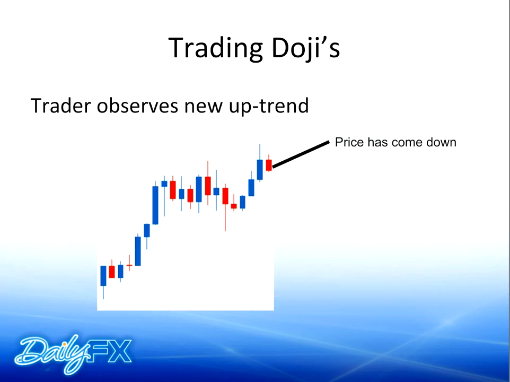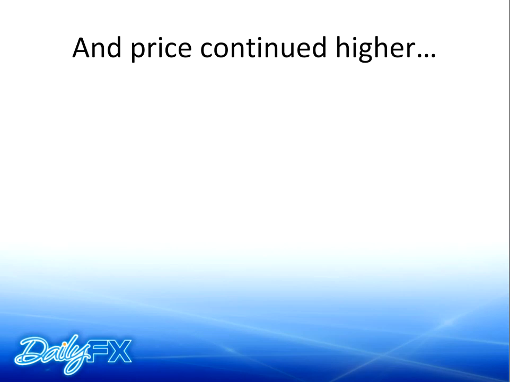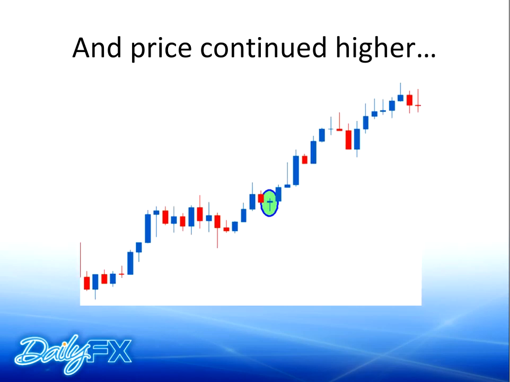And on the next candle, the trader notices a doji that had formed, circled right here, and the trader decides to buy. Once again, we have an uptrend. The trader just recently saw price come down, indicating that a swing low may be in the process of formulating, and then he notices a doji, or trader indecision, in the middle of this uptrend. After the trader had bought in this situation, notice that price continues higher.